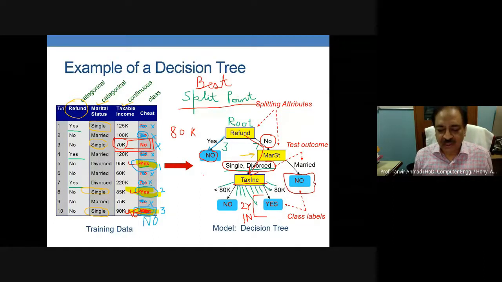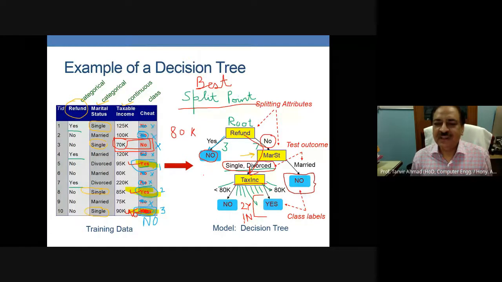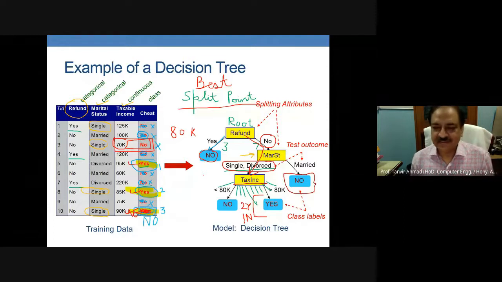So that is the first part: when all the tuples belong to the same partition, stop. If there are no remaining attributes, you have to apply majority voting and stop. And the third is that there are no more tuples to do. All the tuples are exhausted, and therefore you will get an empty partition at some place. And therefore, what you have to do is make a leaf with a majority class.